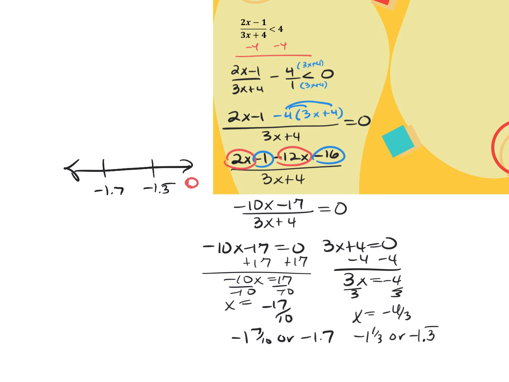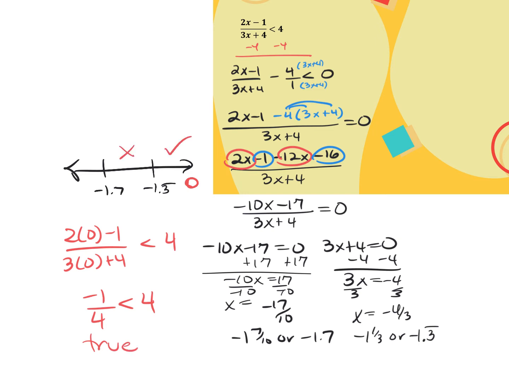So when I go to plug in my 0, I get 2 times 0 minus 1 over 3 times 0 plus 4, less than 4. 2 times 0 is just 0, so negative 1 on the top. 3 times 0 is 0, so 4 on the bottom. I get negative 1/4 is less than 4. This is a true statement. So this section gets a check. This gets the X. This gets a check.